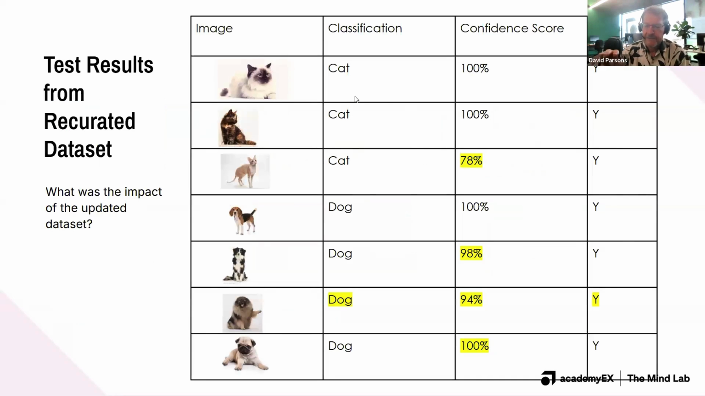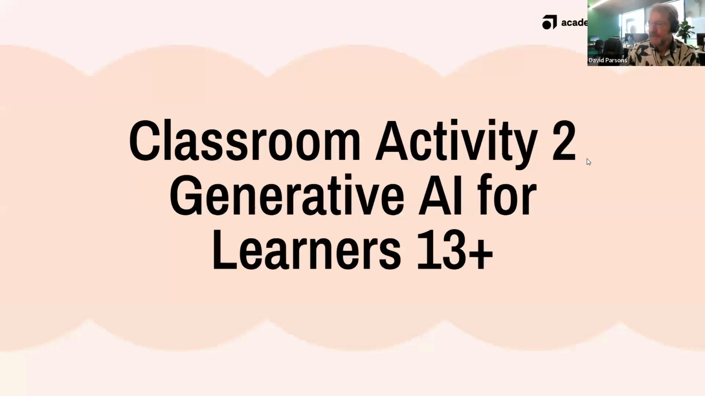This particular data set, of course, is small enough for students not to spend hours working with it, but it's been designed so it illustrates the point it's trying to bring over. So the question here is, what was the impact of the updated data set? It's pretty obvious, but I'll ask it nonetheless.